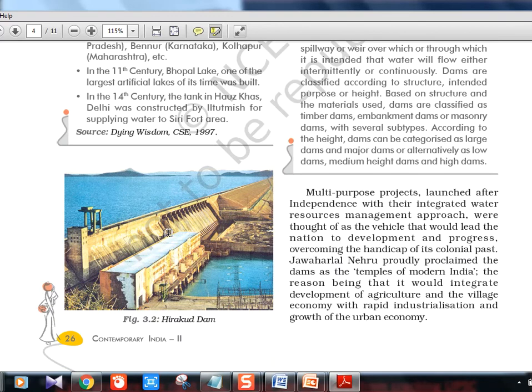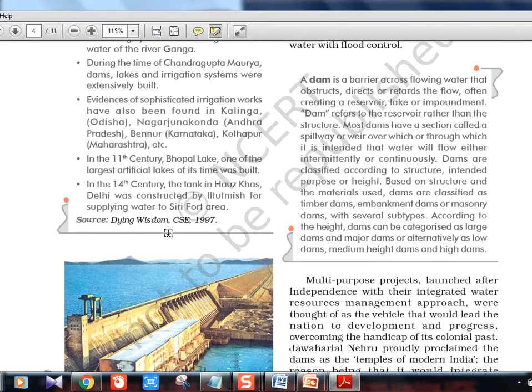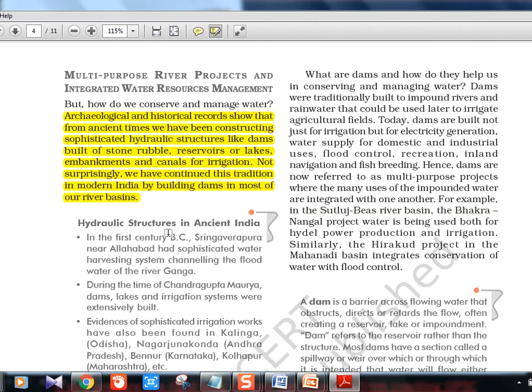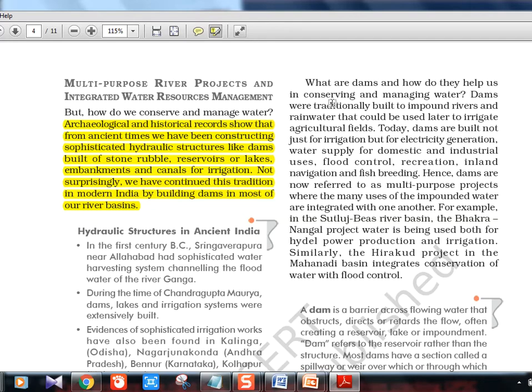This is a picture of Hirakud Dam. Hirakud Dam is on the Mahanadi River, which is in Orissa. Disputes have been happening there between Chhattisgarh and Orissa, so that is in the news. You should know dams are built not just for irrigation but for electricity generation also. So it's actually important, but you should see to it that ecological displacement doesn't happen.